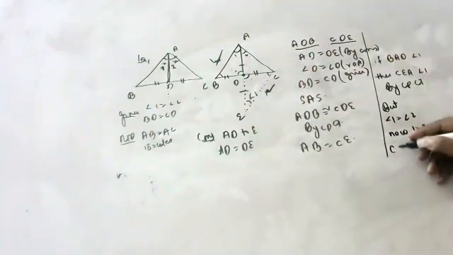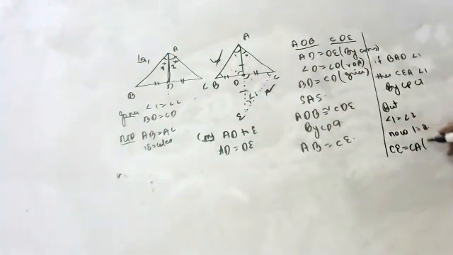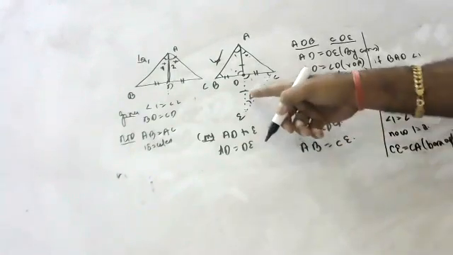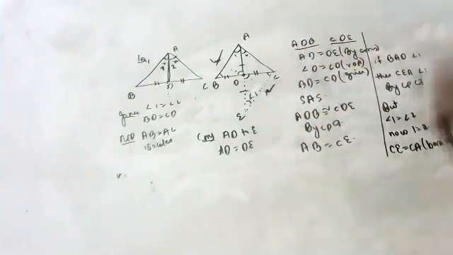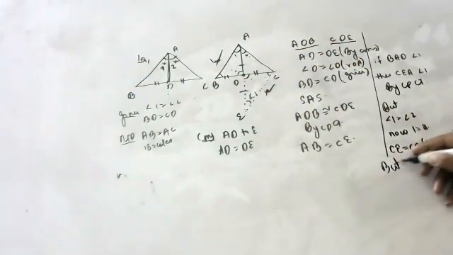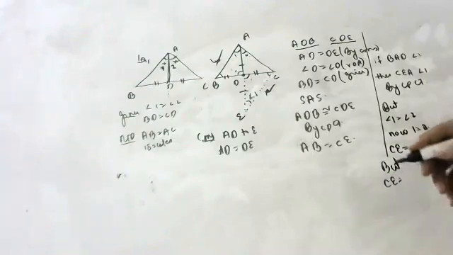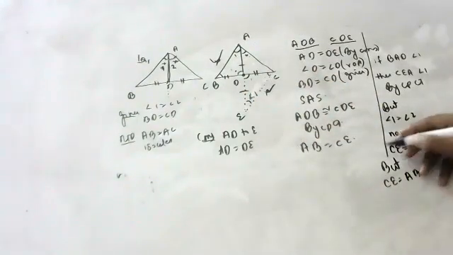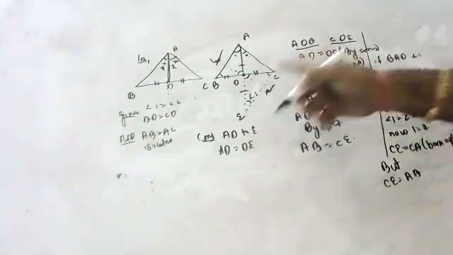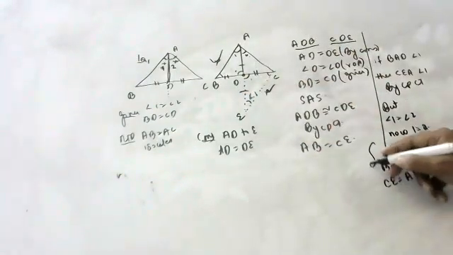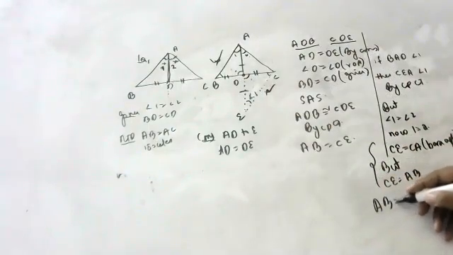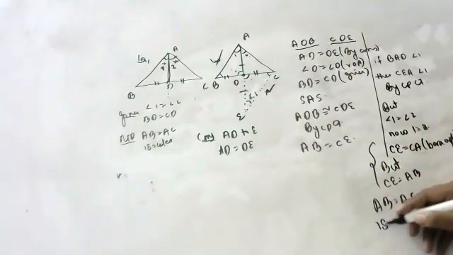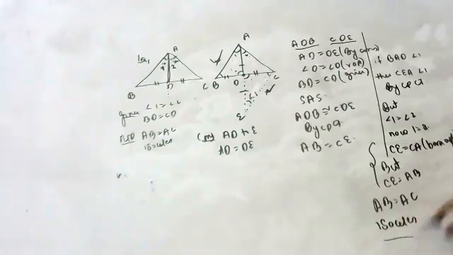Yes, sir. How? By base angles. Angle 1 is equal to angle 2 means CE is equal to CA. But what do we know, children? CE is equal to AB. Just now we proved CE is equal to AB. CE is equal to CA, CE is equal to AB. So AB is equal to AC. If AB is equal to AC, it is an isosceles triangle. That's it. Understood, children? Yes, sir.